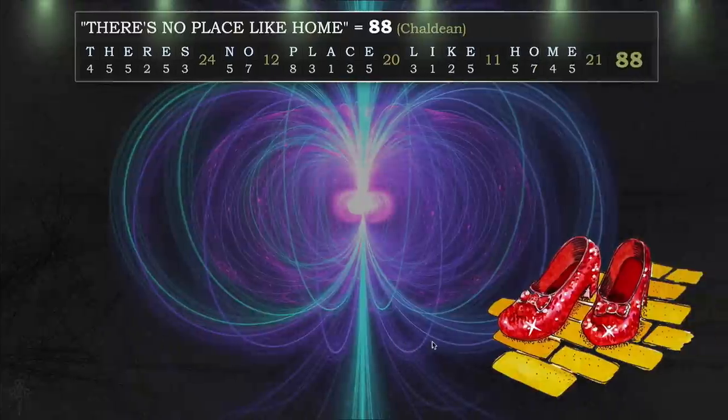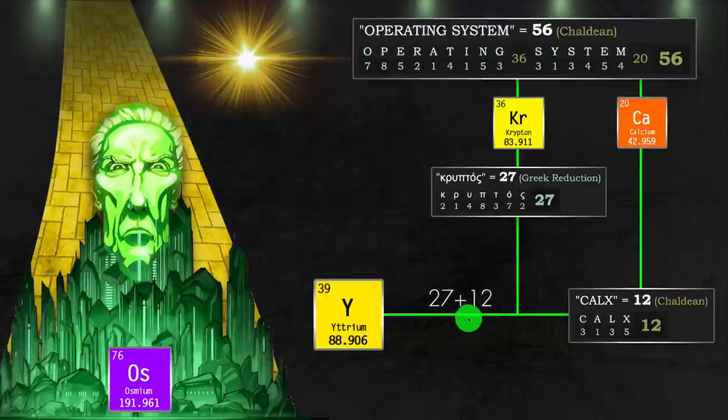And that's important because the one thing that Dorothy said in The Wizard of Oz was, there's no place like home. And it's the Taurus fields. It's beyond the things that we see in our reality, the sun, the moon, the earth, space, the stars. It's the Taurus fields. It's magnetism and electricity. It's the 88. Found from the numerology of these two elements, found from the operating system, which is found from the Wizard of Oz, the OS, osmium, right there. You can't miss this, folks. The code is staring you in the face.